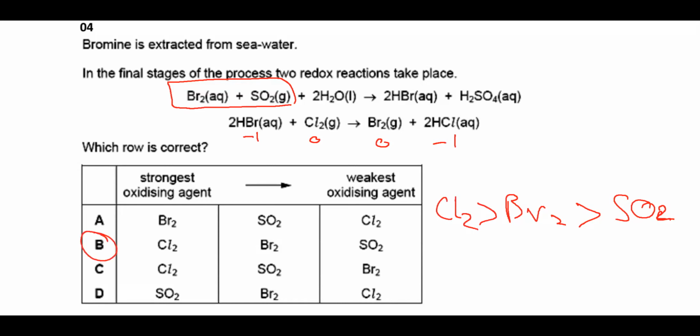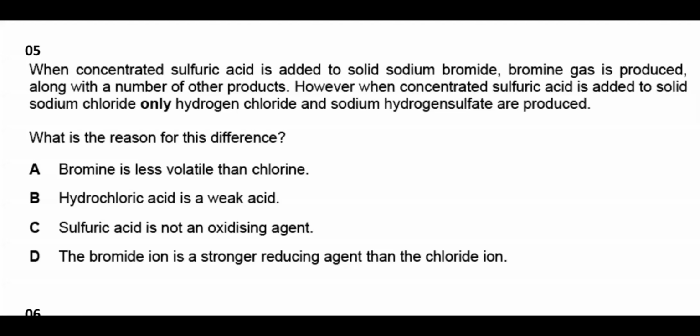Next, when concentrated sulfuric acid is added to solid sodium bromide, bromine gas is produced along with a number of other products. However, when concentrated sulfuric acid is added to solid sodium chloride, only hydrogen chloride and sodium hydrogen sulfate are produced. What is the reason for this difference? Okay, I'll have to read this again.